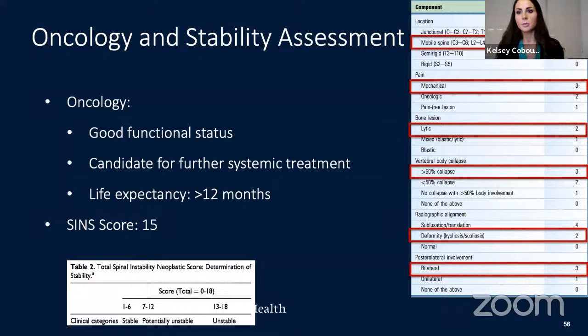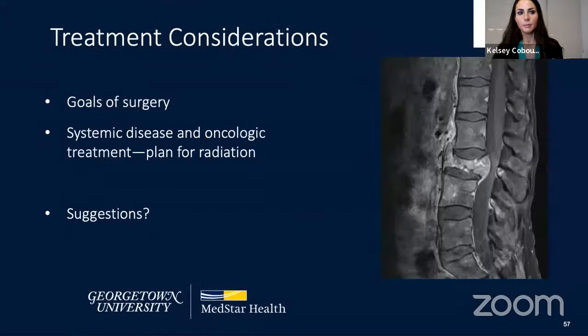As far as the stability of this lesion, the fracture is in the mobile spine. Her pain was mechanical. It was a lytic lesion with greater than 50% collapse. We saw that there was a focal deformity at that level. And then the posterolateral involvement of the tumor was affecting both sides. So that gives her a SIN score of 15, which is in the unstable category.